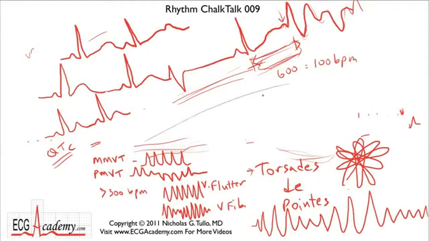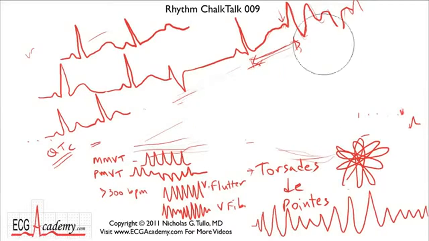So this is classically what Torsade looks like, and if you guys want to do some more research into early afterdepolarizations, if you look at a cell membrane transmembrane potential, it's these early afterdepolarizations that cause the beats in Torsade. If you go on my website, I'll be talking about mechanisms of arrhythmias, and triggered activity or early afterdepolarization is going to be part of that discussion. So stay tuned for that.